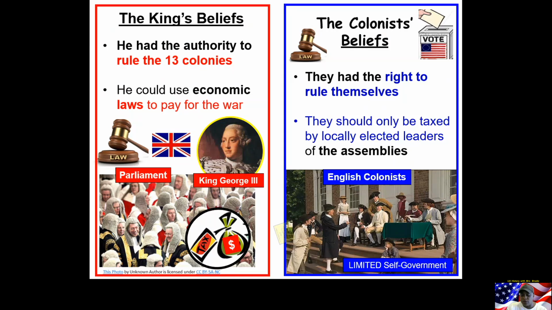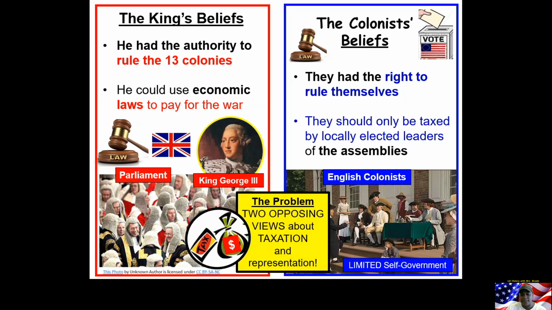So two different ideas, two different opposing views about taxation and about representation. Nobody is seeing eye to eye. The king and parliament see it one way, the colonists see it a totally different way, and it's causing the problem. It's causing that revolution to happen.